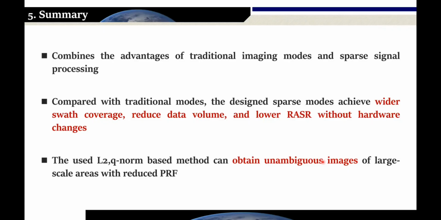Finally, the proposed method combines the advantages of traditional imaging modes and sparse signal processing. Compared with traditional mode, the designed sparse mode achieves wider swath coverage, reduced data volume, and lower ASR without hardware changes. The L2Q norm-based method can obtain unambiguous images of large-scale areas with reduced power. That's all for my presentation. Thank you.